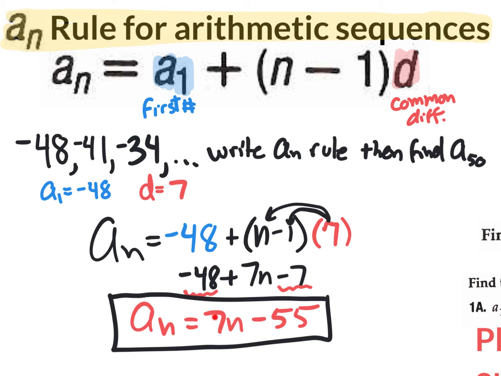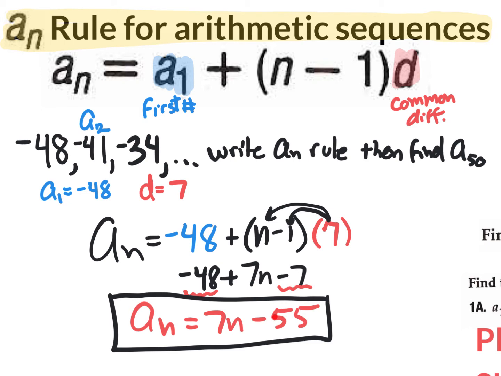What is 7 times 1? It's 7. What's 7 minus 55? It's negative 48. It gives you the first number. If you wanted the second number, I mean, you already know it's negative 41, but the notation for the second number is a sub 2. So if you wanted a sub 2, you would put a 2 right there. 7 times 2 is 14. 14 take away 55 gives you that second number, negative 41. Pretty crazy, right? This machine produces this list.